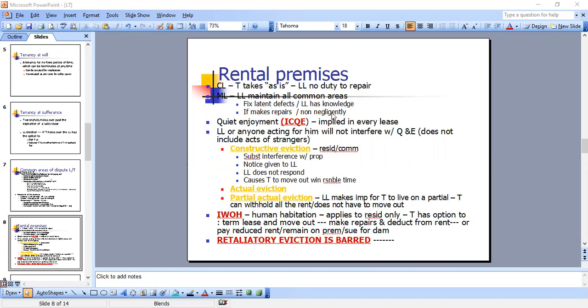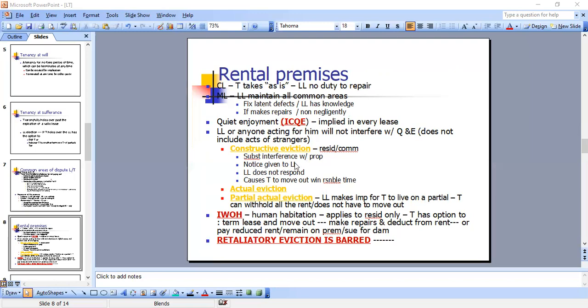Okay, no negligent repairs. The implied covenant of quiet use and enjoyment is implied in every single lease. So the landlord, or anyone acting for him, like his agent, cannot interfere with the quiet use and enjoyment. But this does not include acts of strangers. So if the landlord doesn't know of them or doesn't have them go look at the premises, then that's considered a stranger.